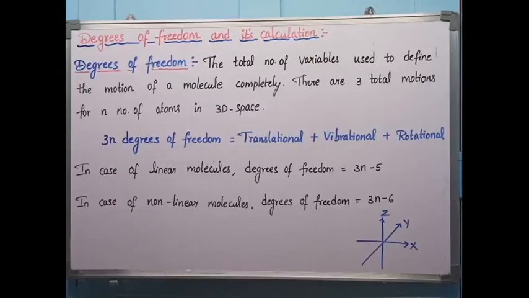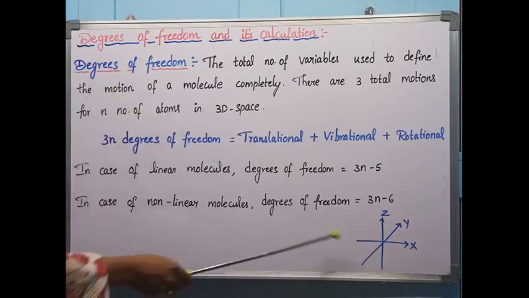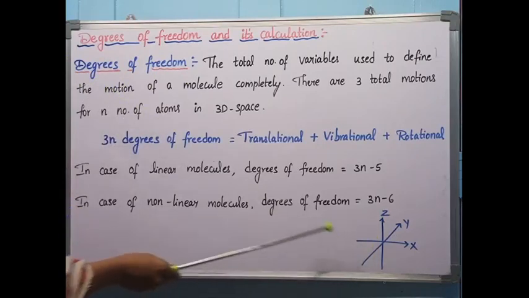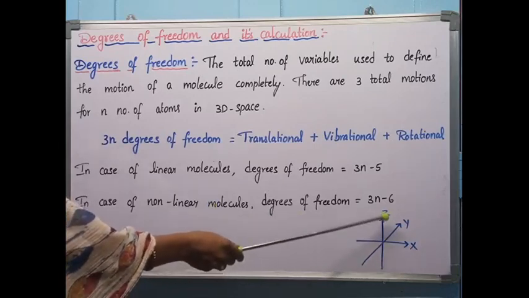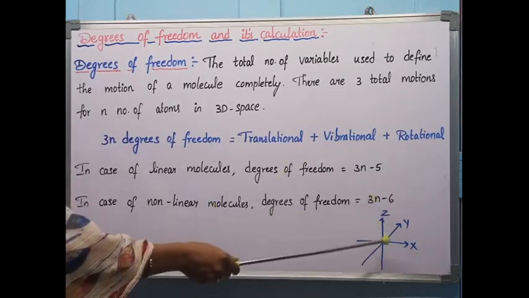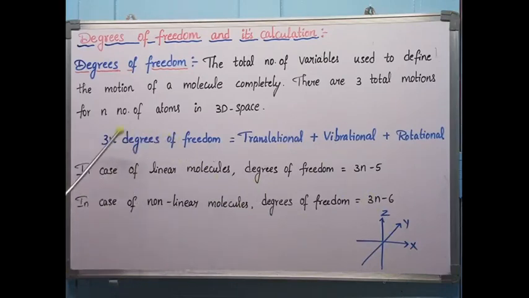Let us see about degrees of freedom and its calculation. So what do we mean by the degrees of freedom? The total number of variables used to define the motion of a molecule completely. So if you are taking the molecule, it has a motion in 3D space. In 3D space, you can observe three different coordinate axes, X, Y and Z. So it will have three different motions. So we can indicate that with the number 3. Okay, so N indicates the number of atoms present in the molecule. So we are taking the polyatomic molecules. In poly, we can observe many atoms. So we are indicating that with the N. Okay, so 3N degrees of freedom.